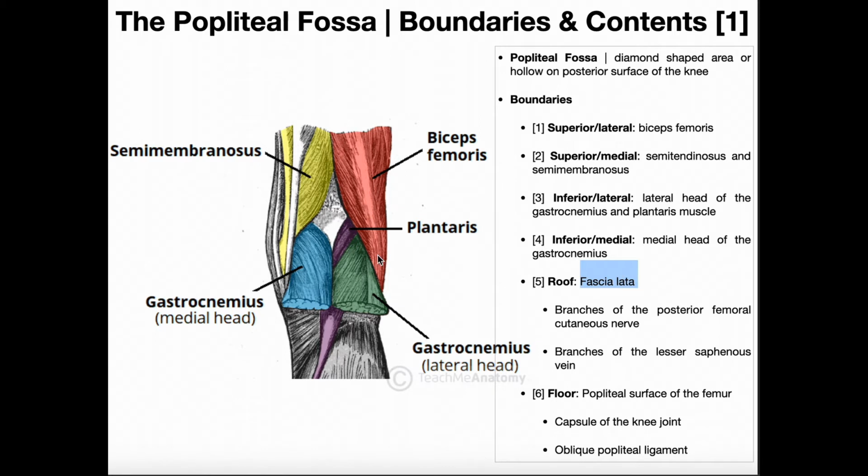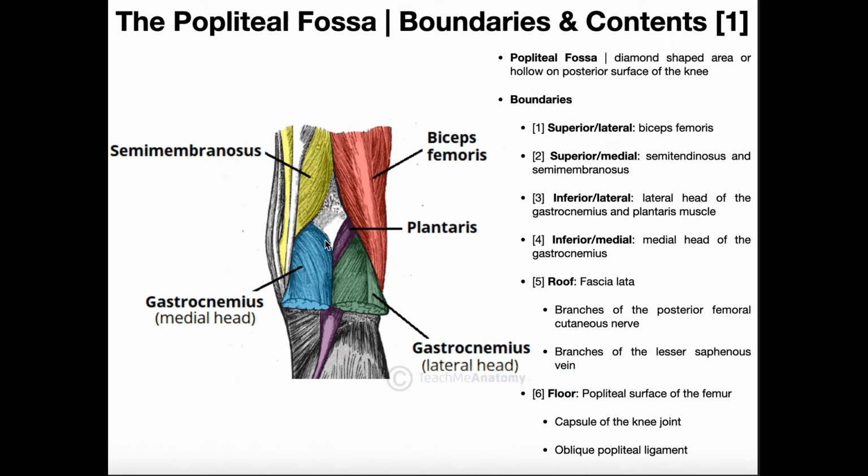And then the floor of it is the deep part of this. And there's really three things that compose the floor. One is the popliteal surface of the femur. Okay, that's going to be a little bit further up. But then we also have the capsule of the knee joint, and then the oblique popliteal ligament. Now, when we actually look at the knee itself, we'll see some of these a little bit better. We're not going to worry about these too much. For now, just understand that these three things compose the floor of the popliteal fossa.